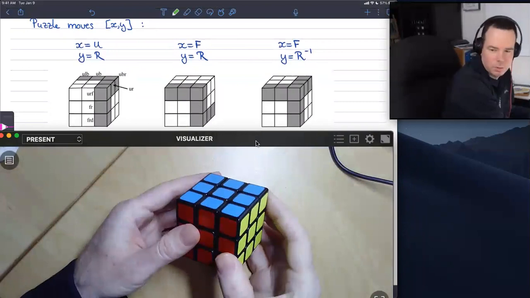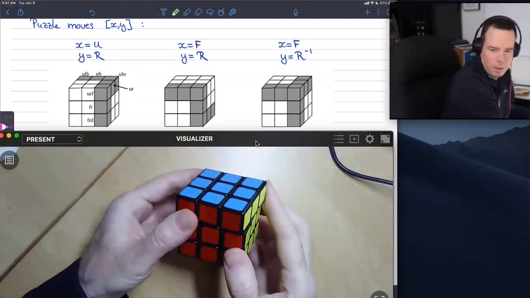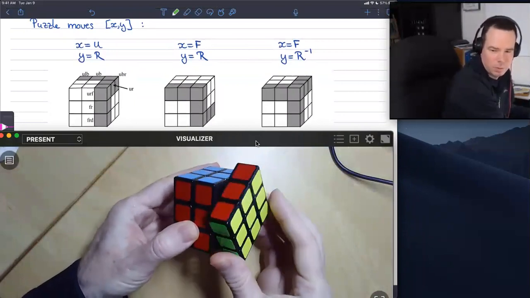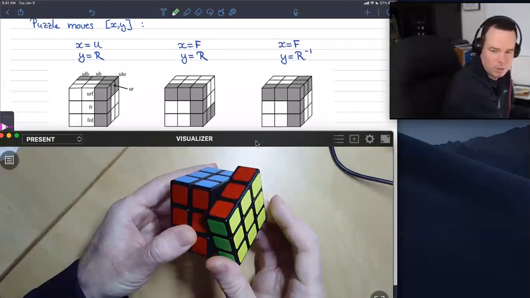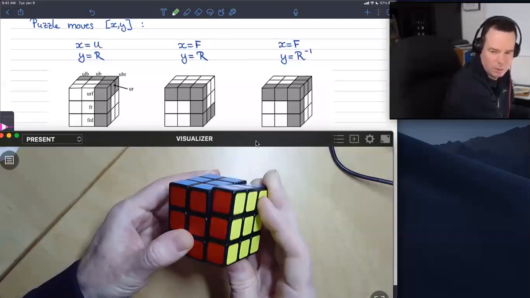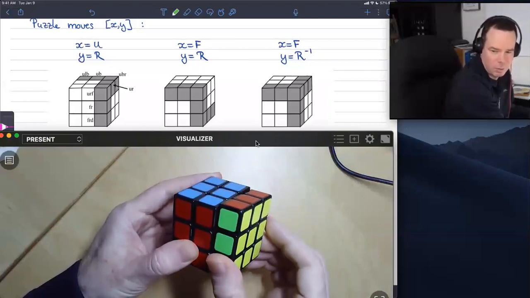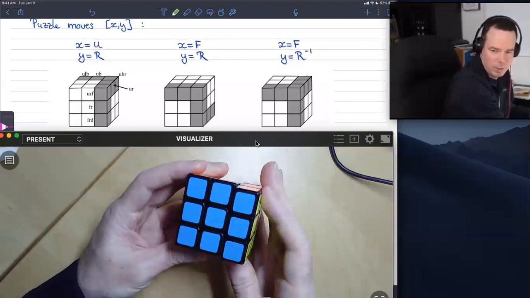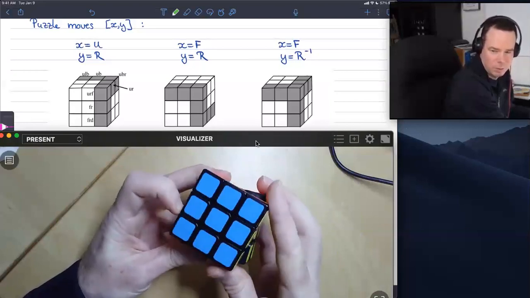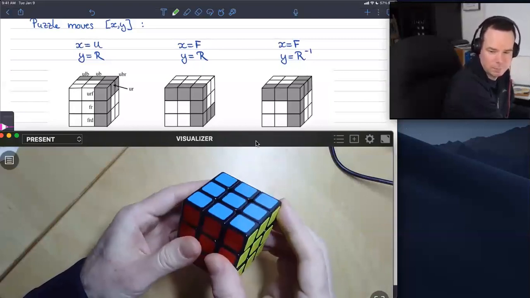X is U. So that's this move here. I'm imagining my blue as my U face. And Y is R. So this is our R move. Remember, the positive move is clockwise in the direction as you're facing that face. So if I'm staring at the right face, there's an R move, it's clockwise. If I'm staring at the up face, I'm rotated in the clockwise direction for the positive U. The inverse would be counterclockwise U, or U inverse.